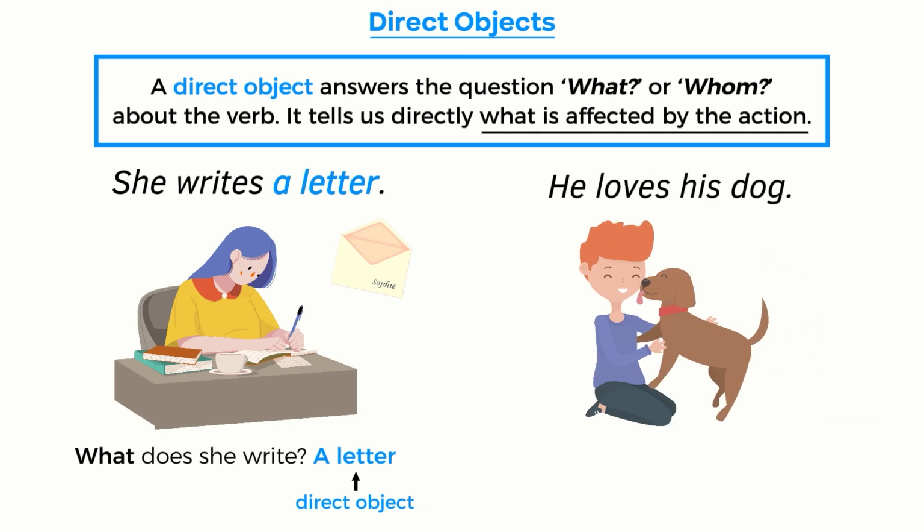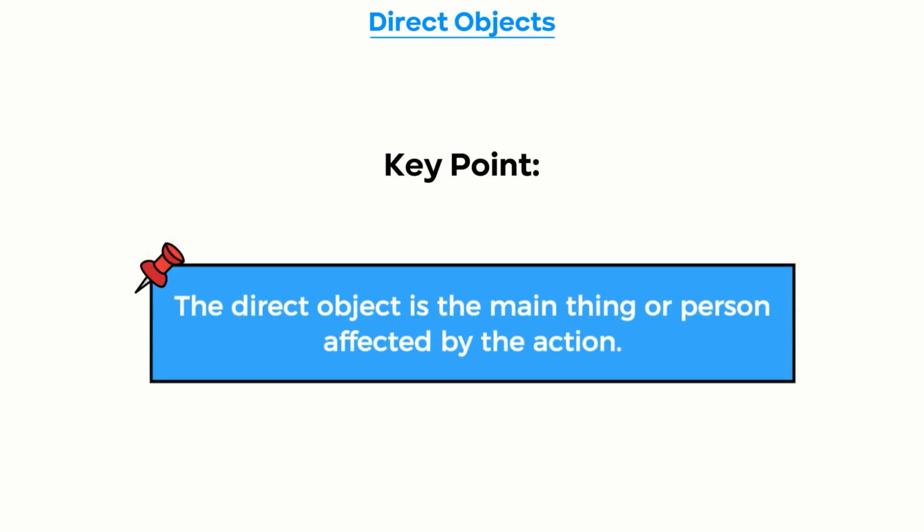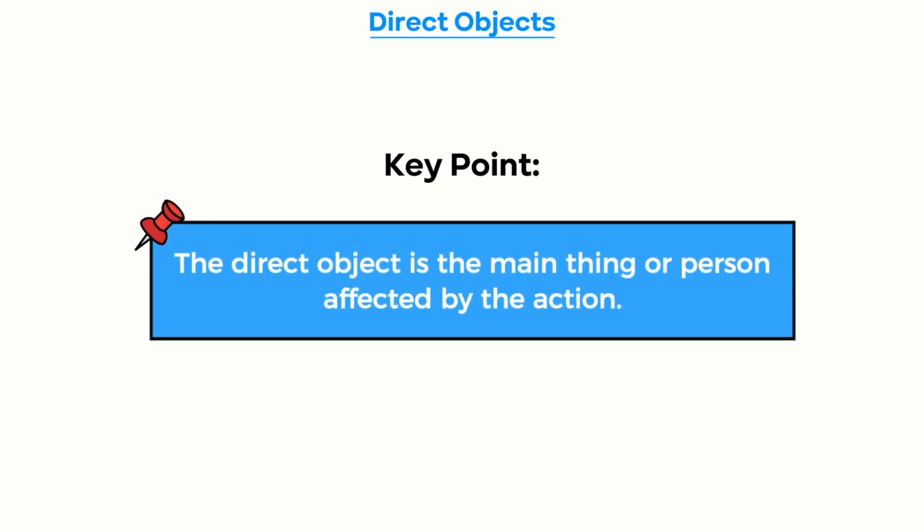He loves his dog. Whom does he love? His dog, direct object. Key point. The direct object is the main thing or person affected by the action.